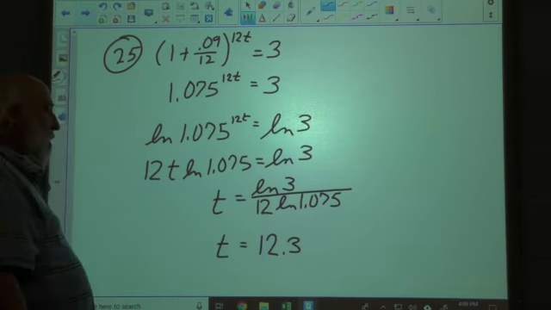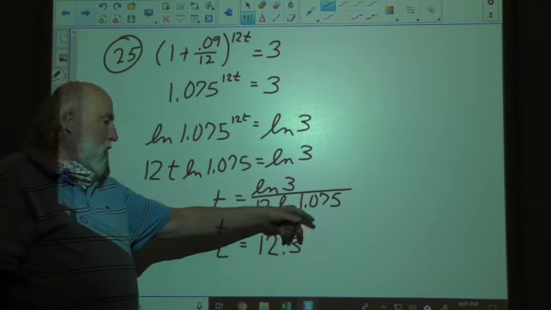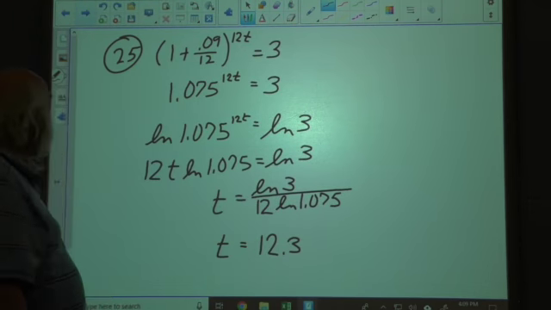Divide that out in your calculator. Make sure you hit division for this. And you get 12.3 for your answer.